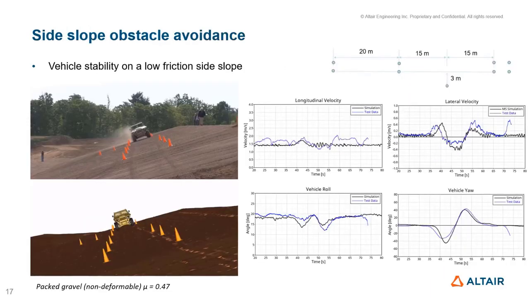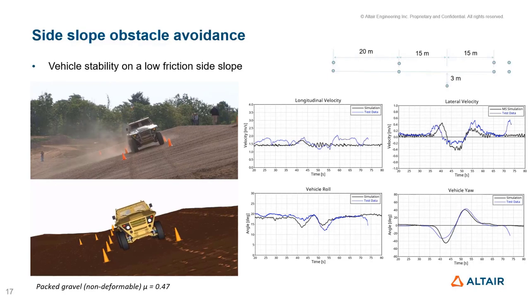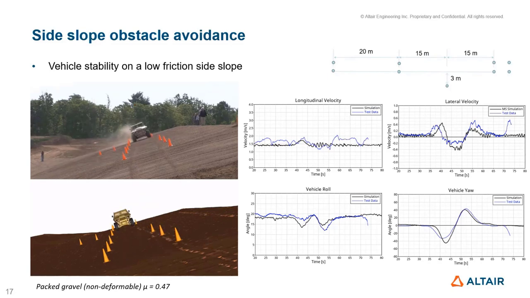Now, the other event that we performed was the side slope obstacle avoidance. The idea of this event was to verify the stability of the vehicle on a low friction side slope. This side slope is a 30 degree slope. And as you can see, it is a soft soil. But because it was not easy to quantify and measure the soft soil properties, it was suggested by the CDT that we represent this as rigid ground with a coefficient of friction of 0.47. This road is basically packed gravel and should be considered non-deformed in this case.